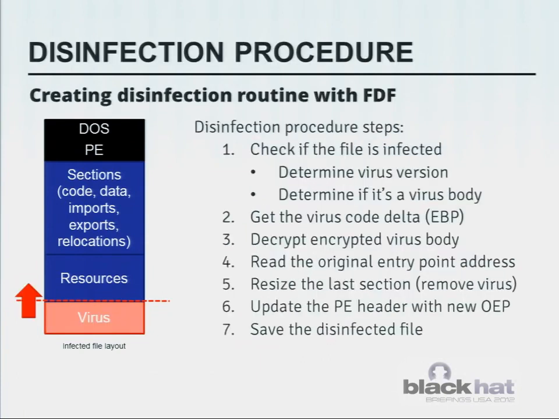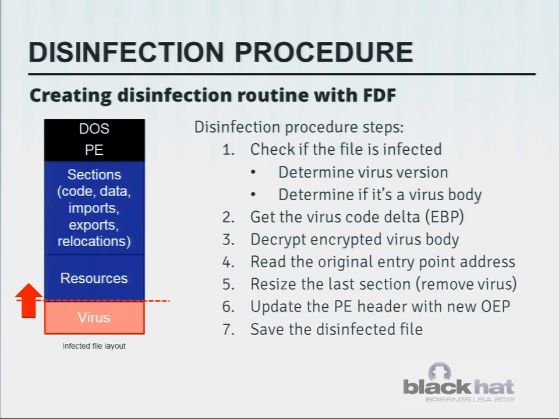So how do we do this? How do we create a disinfection routine with our file disinfection framework? First and foremost, we check if the file has been infected. And that means two things. Either the file has been infected and you know the exact version of the virus, or it's a virus body. Now, a virus body is just a carrier. It's not an infected file, it's the virus itself. Once you run that virus, it starts infecting other files. And once those files are infected, they start infecting other files as well. So we have to differentiate between the virus body and the infected file.